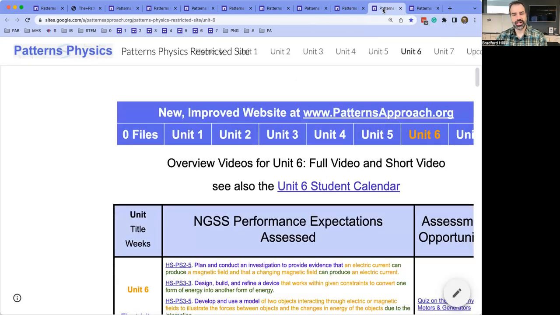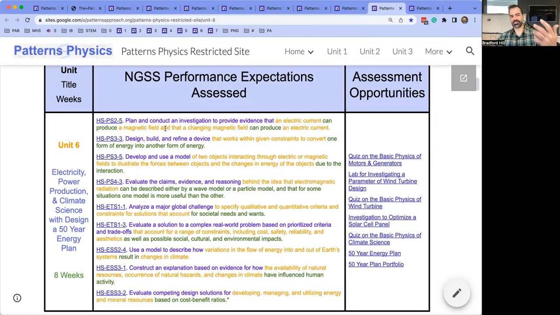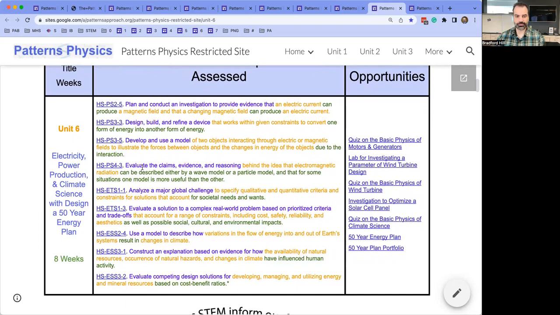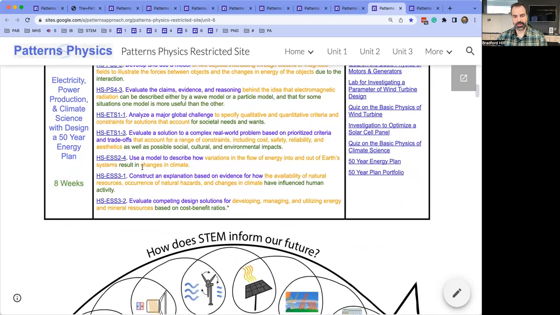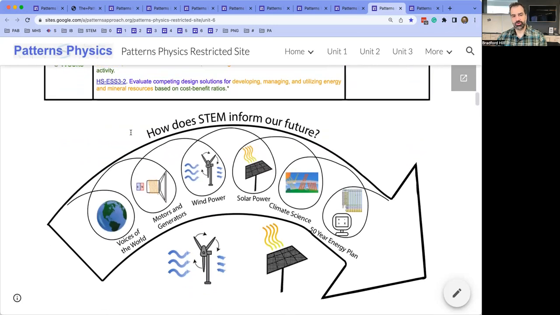Then we have unit 6, and just look at all these performance expectations from physical science, earth science, engineering, and technology. So this is really our culminating unit. And I'll explain why 7 being 7 is not, all right, when we get to it. So this one is how does STEM inform our future? This is themed on students making a 50-year energy plan.